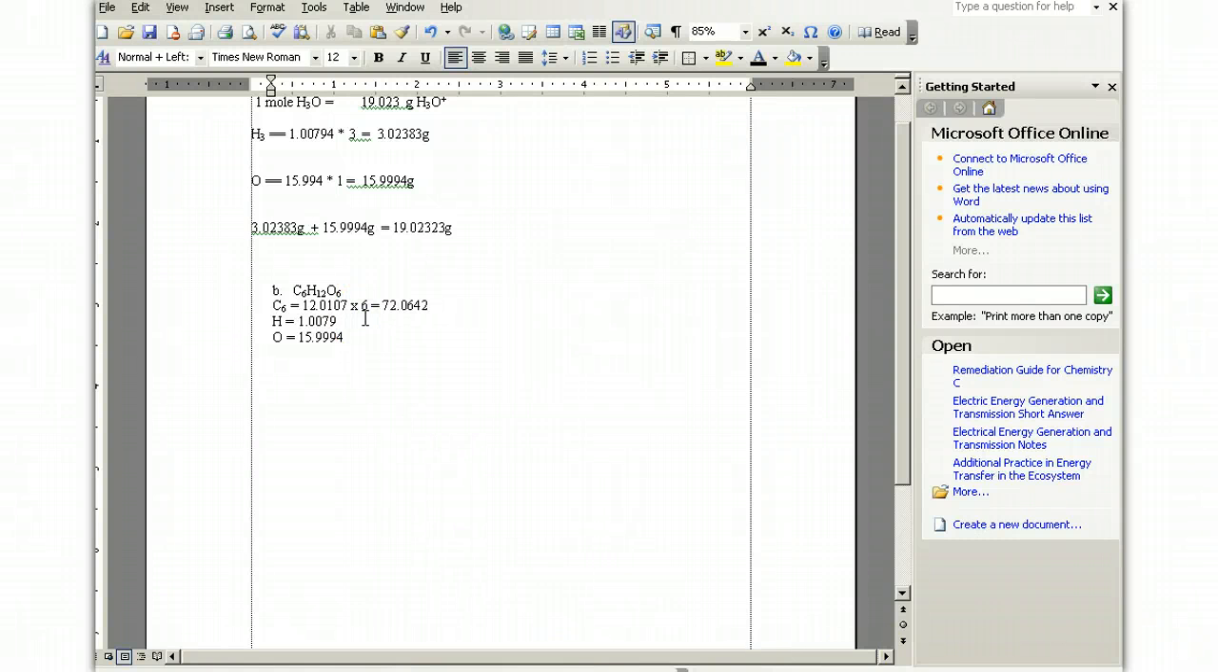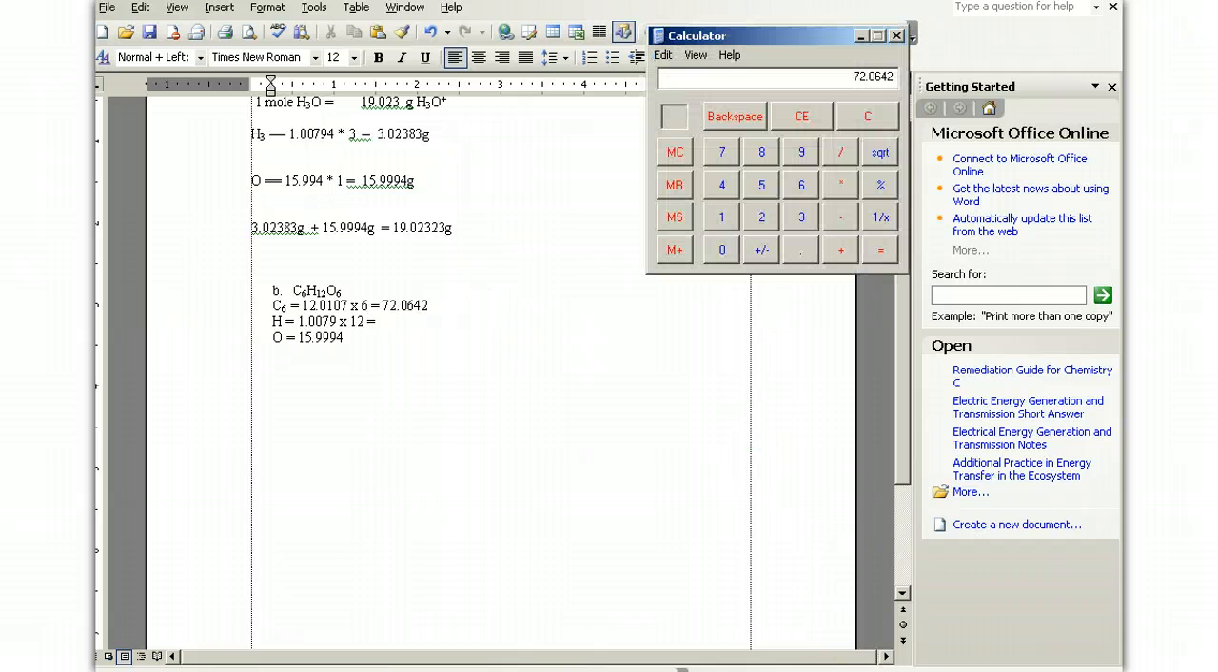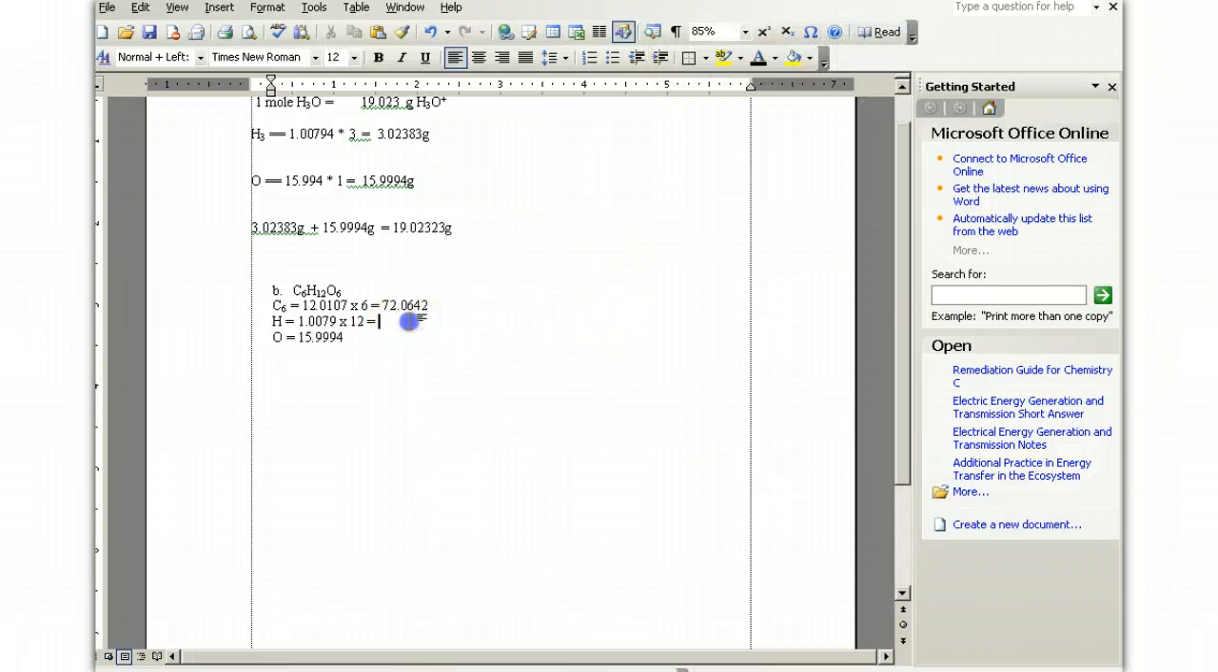Hydrogen, we're going to multiply by 12. So using our calculator again, we would enter 1.0079 times 12, which gives us 12.0948.